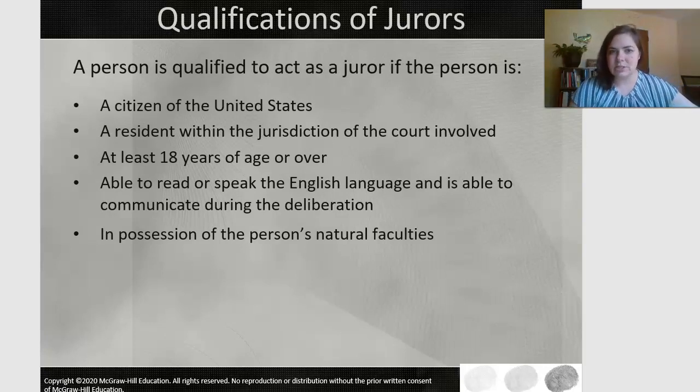In the United States, you are qualified to act as a juror if you are a citizen, you live within the jurisdiction, you're 18, and you are able to read and speak English and communicate to other jurors during deliberations. You're in possession of your natural faculties, which sometimes we say sound mind.